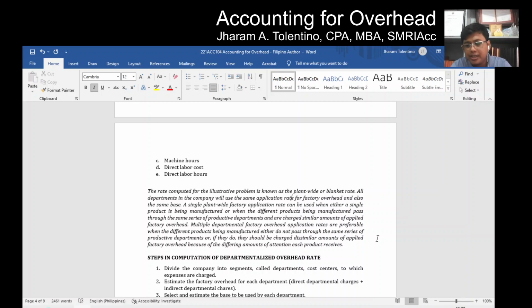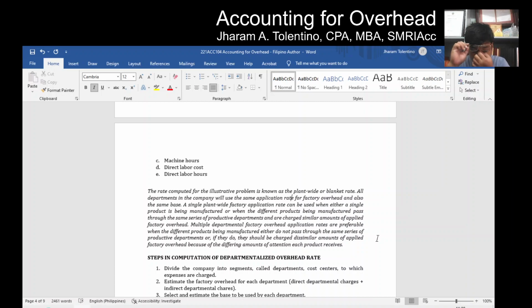Pero if you're doing different products and different attentions, like for example, itong product A, handicraft siya, no? Gawang kamay, workshop, direct labor dapat ang gagamitin natin doon. On the other hand, yung isang product mo is gumagamit ng machineries and halos lahat ng components and processes niya ay ina-attach at pinaprocess through machineries, then dapat iba yung gagamitin natin sa kanyang rate, machine hours, for example.